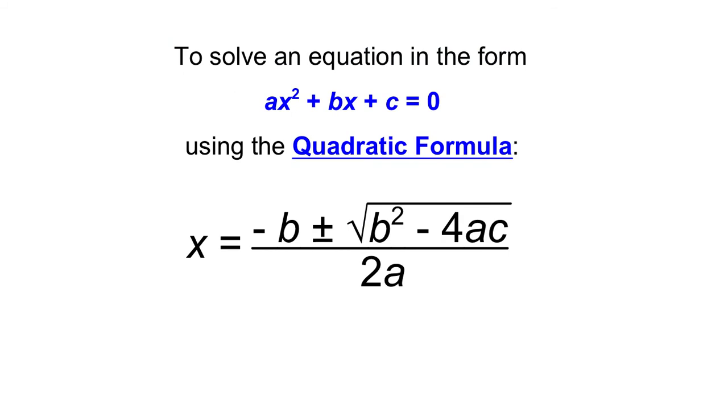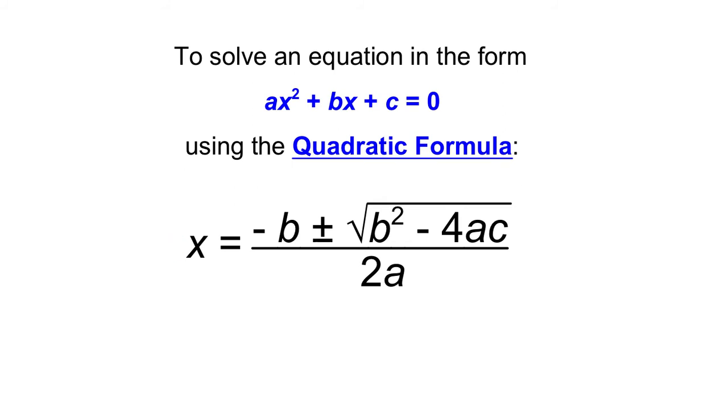Now that's all well and good if you can factor the equation. If you can't factor the equation, you're going to have to use the quadratic formula. So still a key thing is that your equation must equal 0, and it must be in this form in order for the quadratic formula to work. So a, b, and c just refer to the numbers in the equation. A is the coefficient in front of x squared, b is the coefficient in front of x, and c is the constant by itself. And the equation has to equal 0. Okay, so here's the quadratic formula written for you.